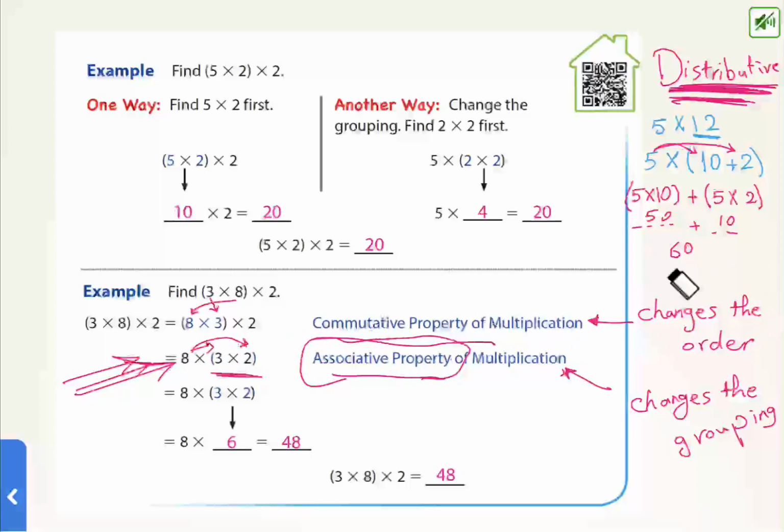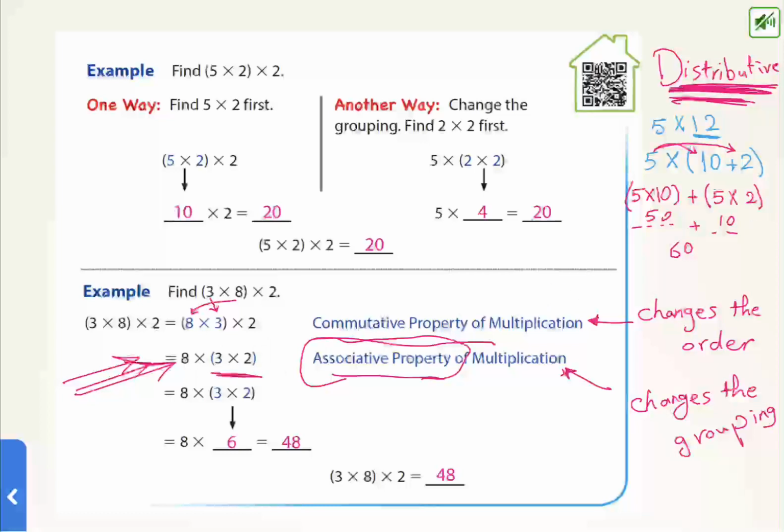Why is it wrong here to distribute? If we distribute, you are doing something wrong. Why? Do you know the difference between associative and distributive properties? Okay, let me show you something.